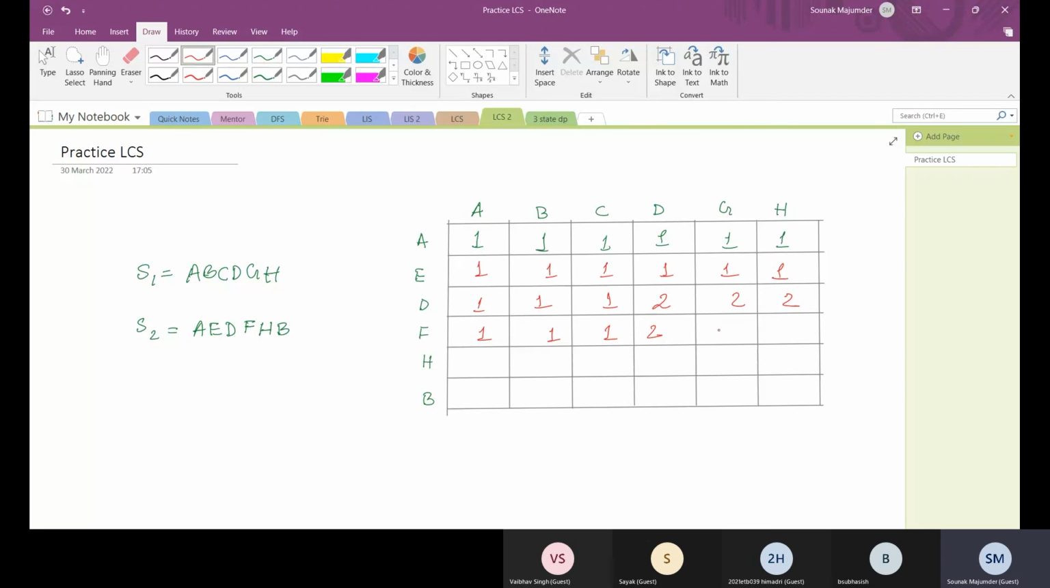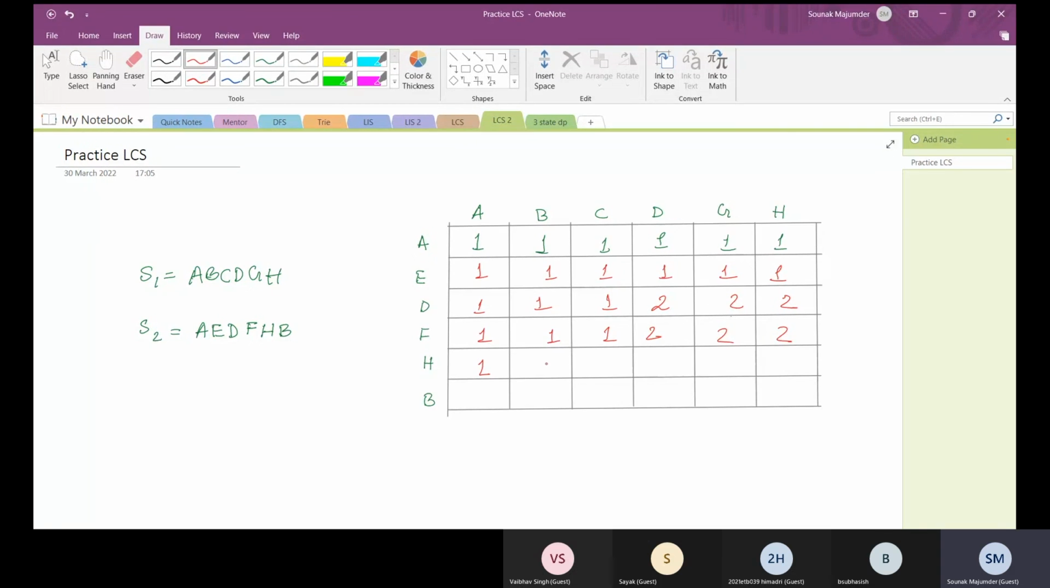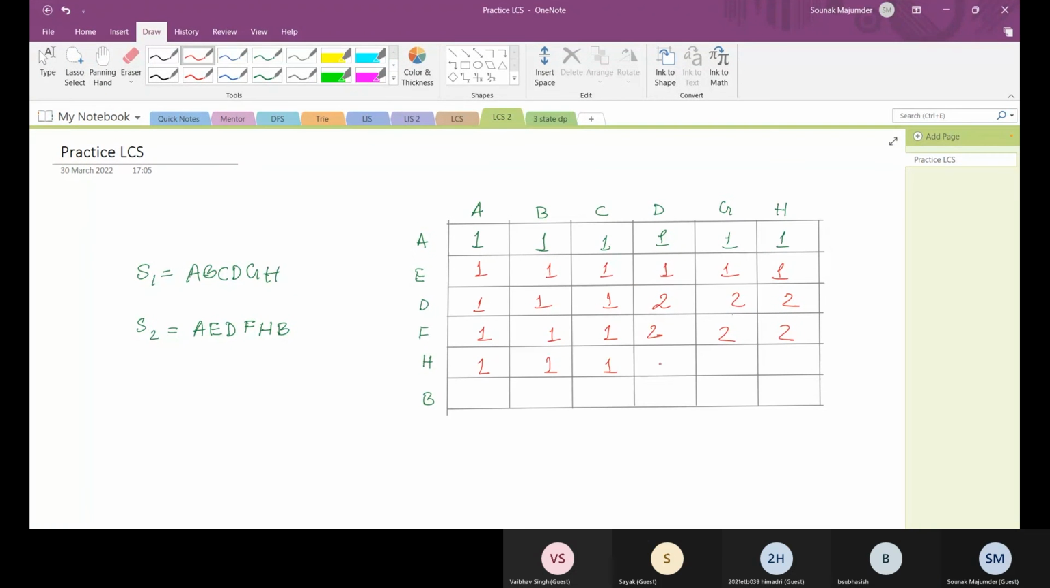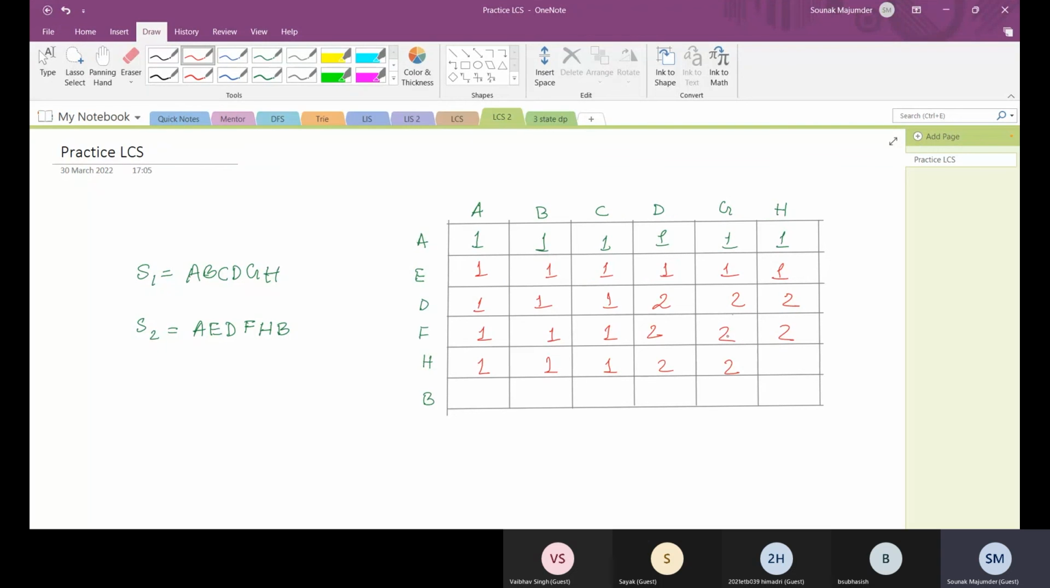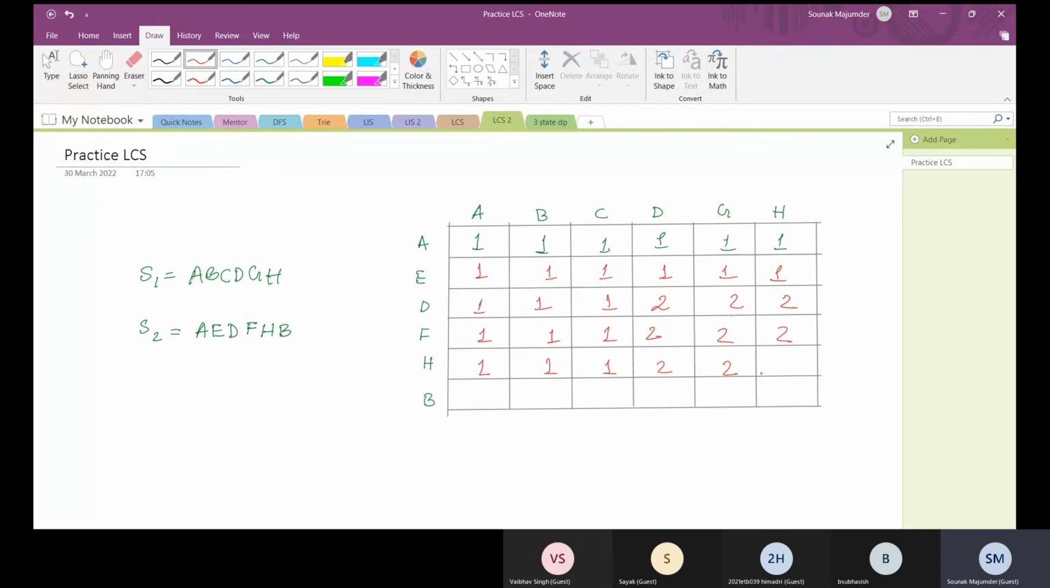F and G not matching, max of 2 and 2, 2. FH not matching, 2. HA not matching, max 2. Yeah. So H and H is matching. So this one plus 1, 2 plus 1, 3.